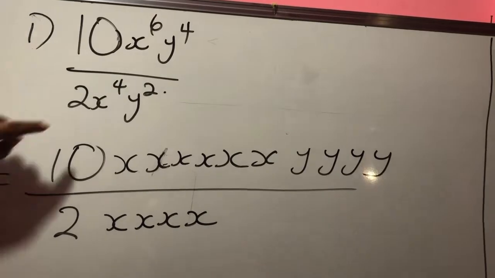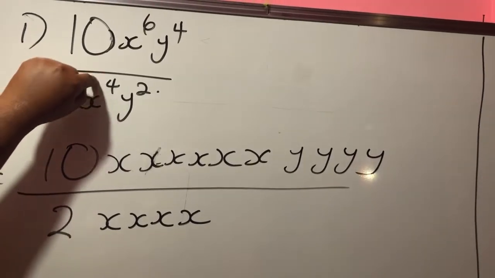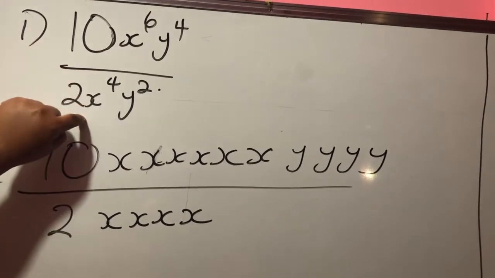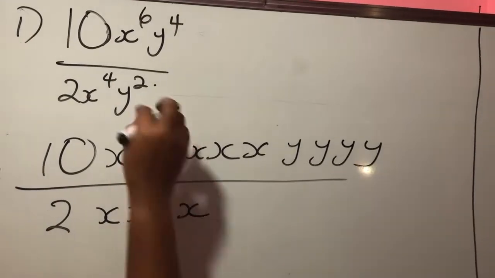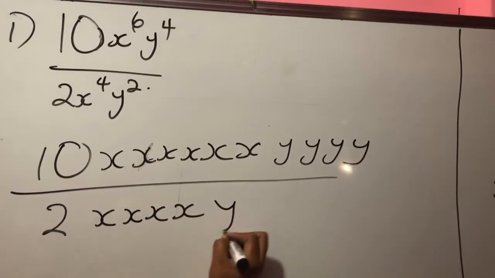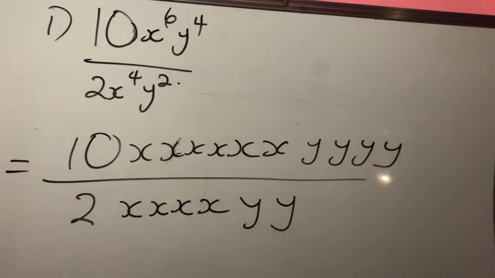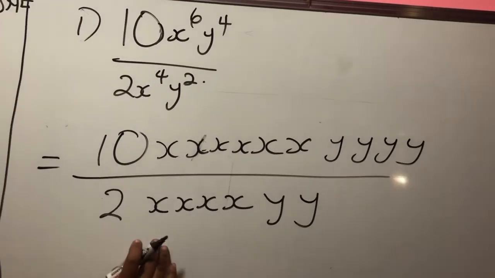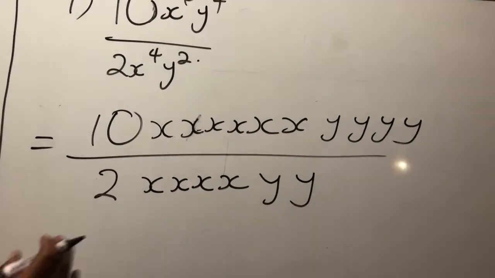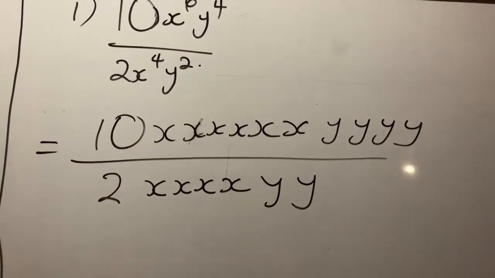Now you know that when a number is raised to a power, the power is the number of times the number is being repeated. And y to the power 2, so it is what? y, y. Don't do this in your books for me, I beg you. I'm just using it to explain something for you.